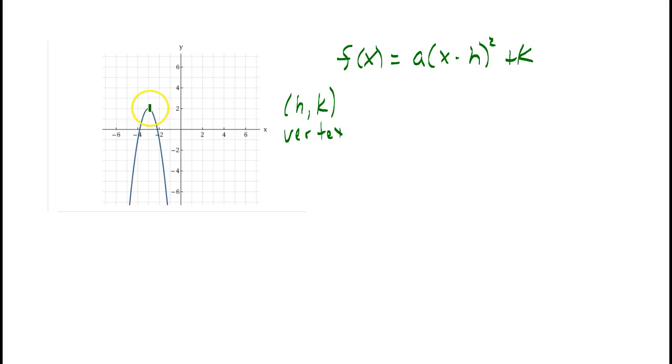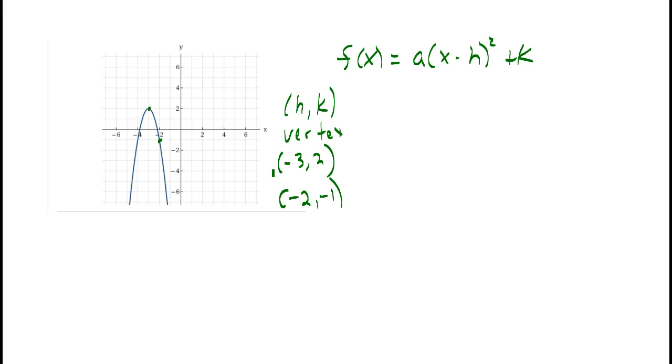And we do know our vertex. It's right here. It looks like -3, 2, so -3, 2 is our vertex. We also need another point that is on this graph, and it looks like we have one right here, which is -2, -1. And those are the only things we need, and we'll be able to find the equation of this particular parabola.